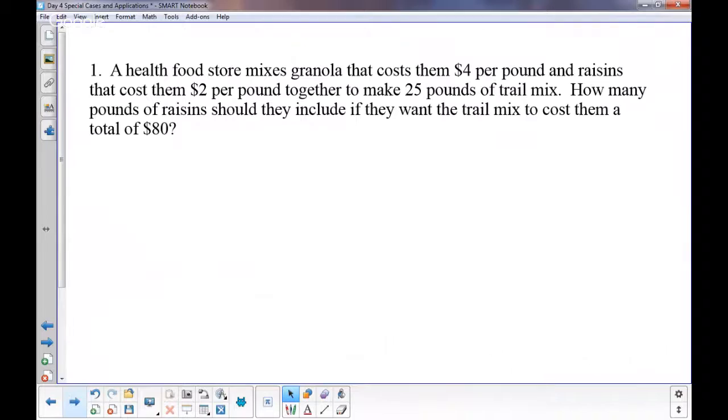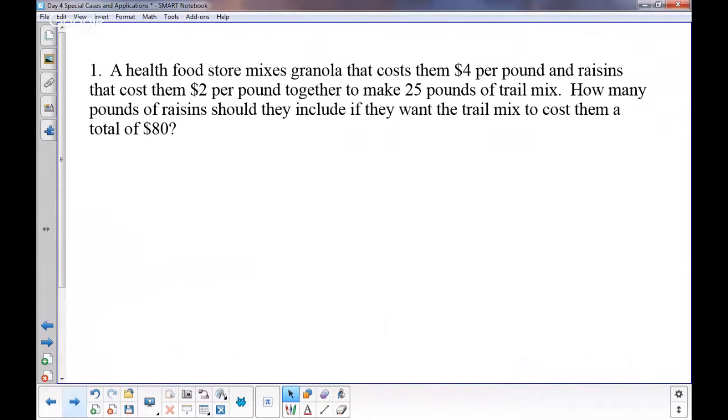So let's take a look at one. Number 1: A health food store mixes granola that costs them $4 per pound and raisins that cost them $2 per pound together to make 25 pounds of trail mix. How many pounds of raisins should they include if they want the trail mix to cost them a total of $80? All right, so a lot of information in here, but let's start out with what our unknowns are.